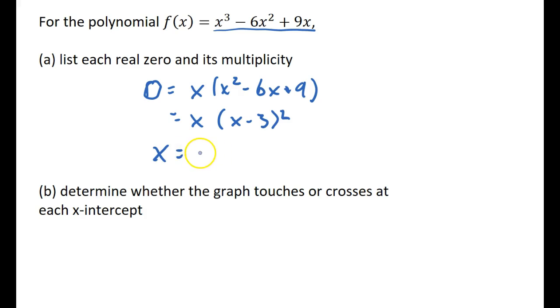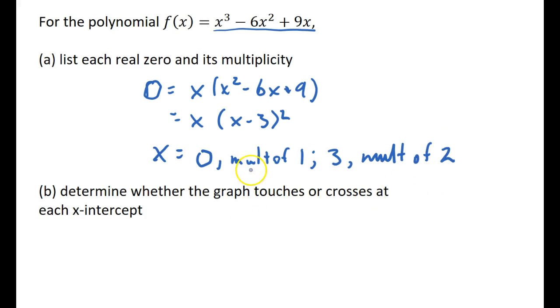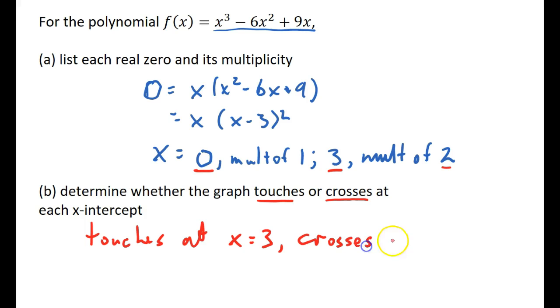My zeros are 0, multiplicity of 1, and 3, multiplicity of 2. Okay, so these zeros right here, this number and that number, are places where the graph touches the x-axis. Now, it may actually touch it and turn around and go back, or it may cross the x-axis. How do we know what it does? Well, if it has an odd multiplicity, it will cross. If it has an even multiplicity, it just touches it. Okay, so let's write that out. Touches at x equals 3, crosses at x equals 0.